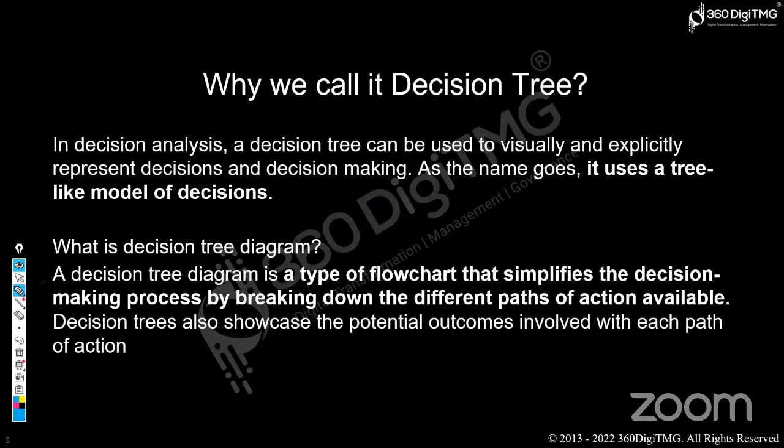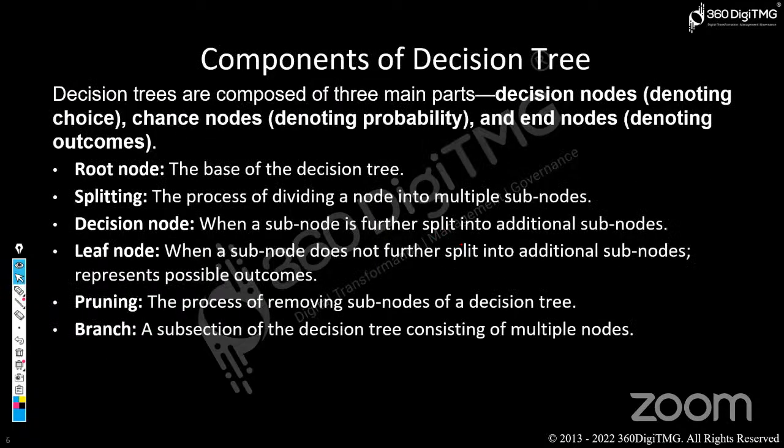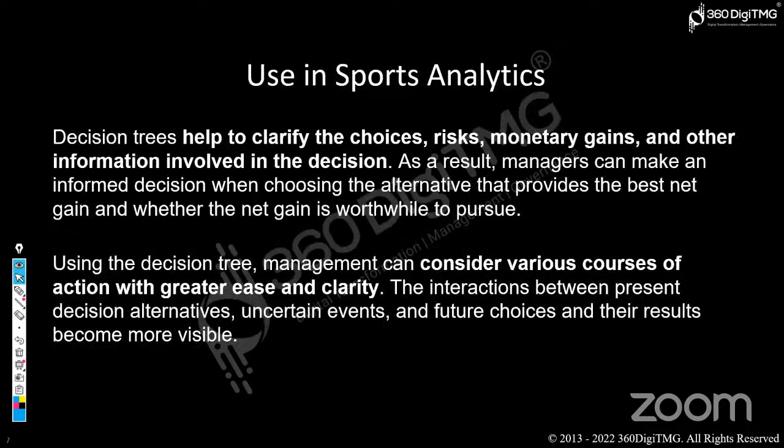Even before discussing this, let me tell you the components. Components we have already discussed. Again, the same thing: decision trees are composed of three main components, that is your decision node, chance node, and end node. The root node is splitting. We have discussed all this.